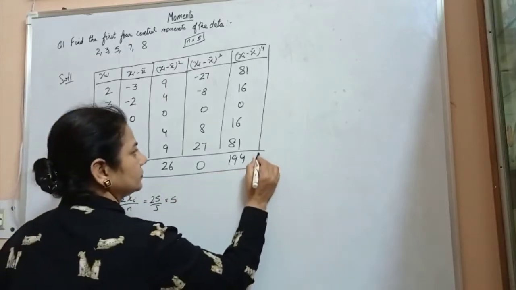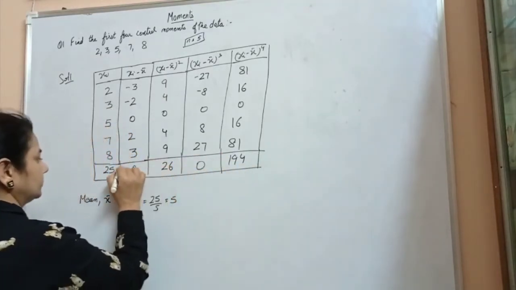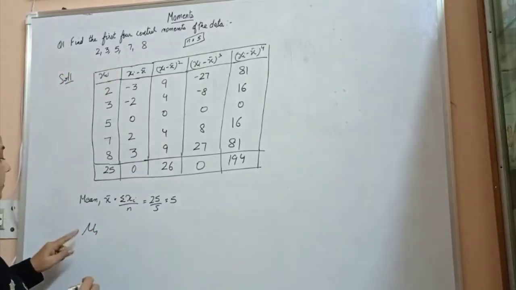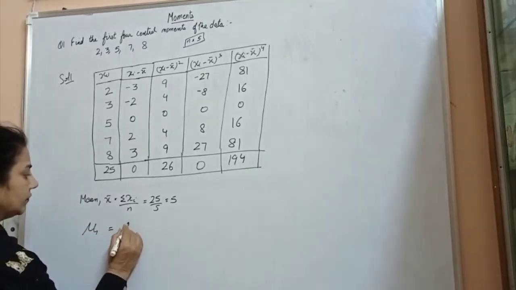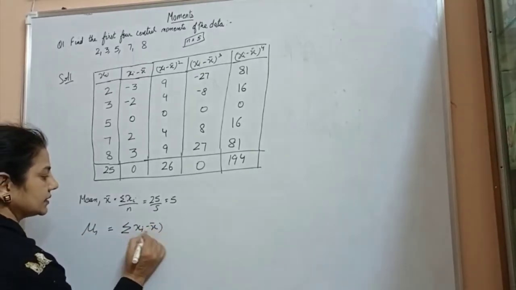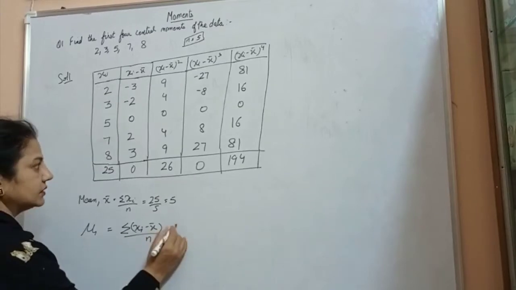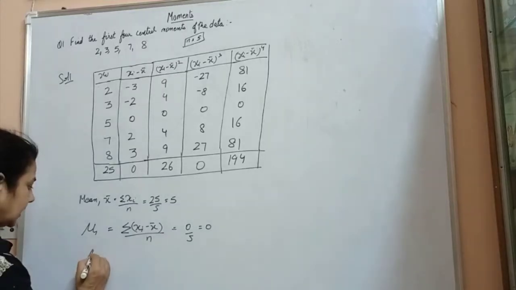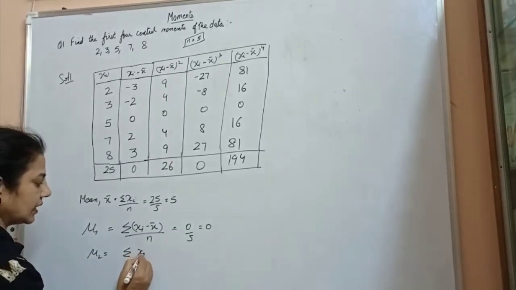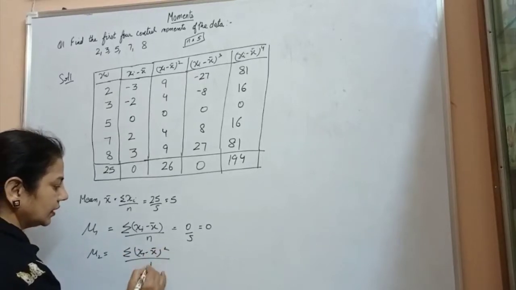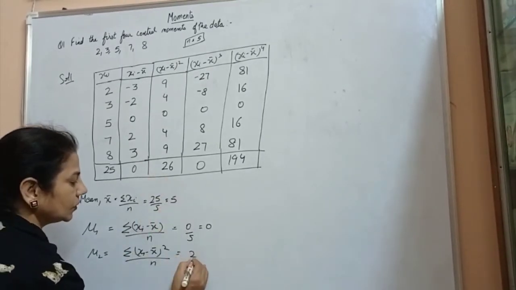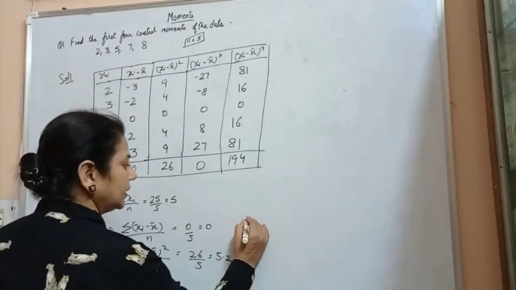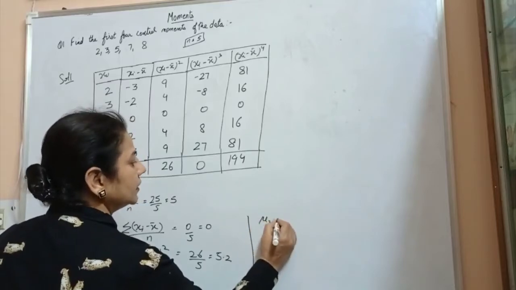Now, to calculate the first 4 central moments. The first moment is given as sigma xi minus x bar divided by n. The sum of this is 0 upon 5, which is equal to 0. Then the second moment is calculated as sigma xi minus x bar whole square divided by n, which is 26 upon 5, that is 5.2.